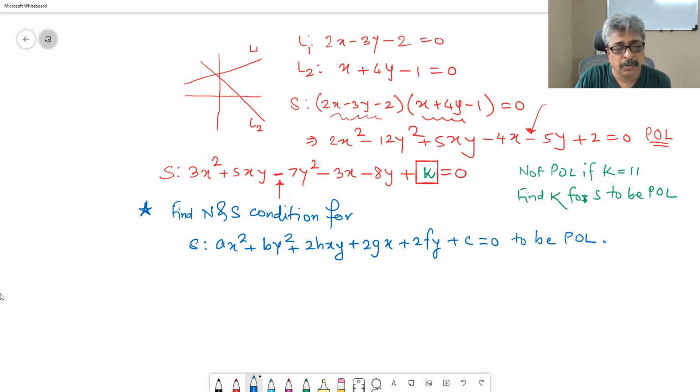So I give you sufficient time to derive how these coefficients A, B, H, G, F, C are supposed to be related to each other, then this general equation will be POL. That means this general equation can be factorized into two linear factors, two brackets, one bracket representing one line, another bracket representing another line. So how these parameters A, B, H, G, F, C should be related to each other, that is what is necessary and sufficient condition. It should be both ways.